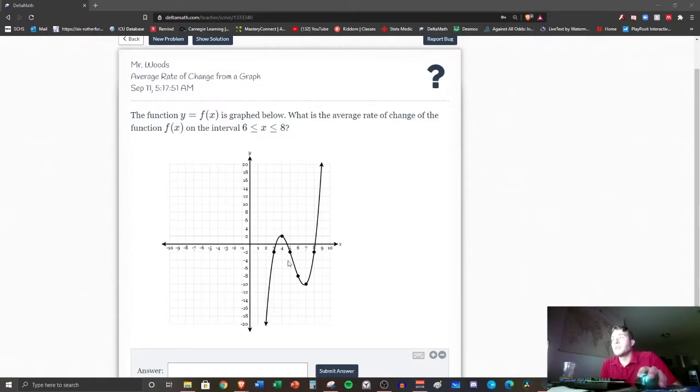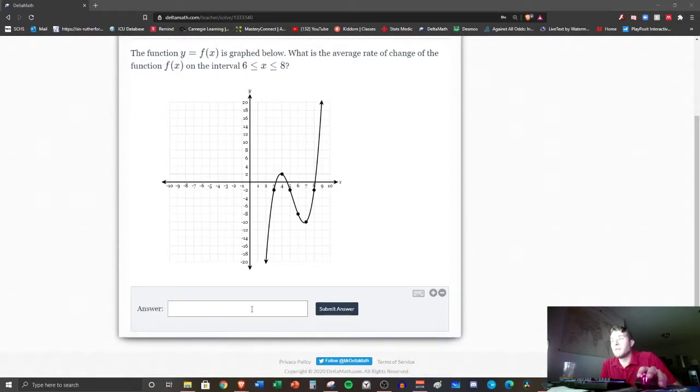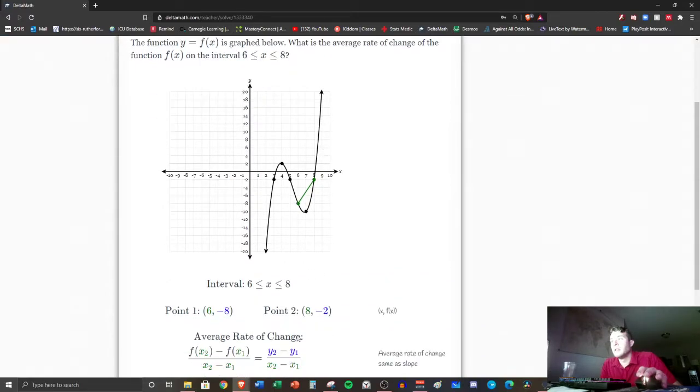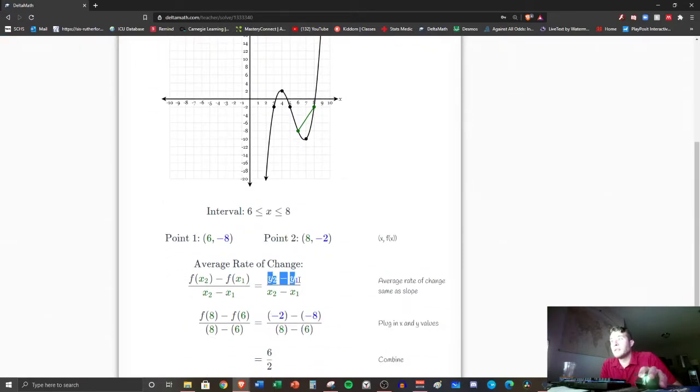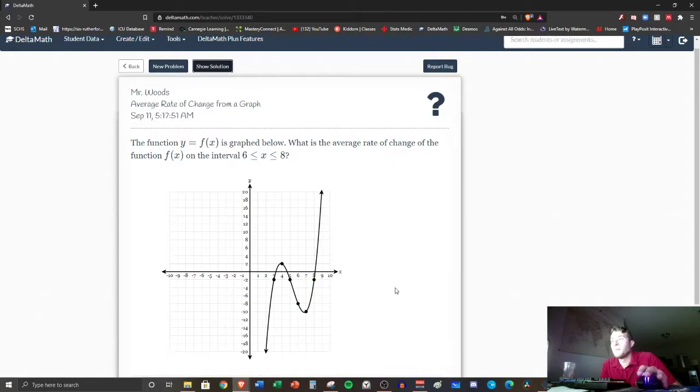We're going from 6 to 8. So I look at 6, here's 6. I look at 8, here's 8. These are just x values, all right? So the formula, and I'm going to go ahead and show the solution to this one, is y2 minus y1 over x2 minus x1. This is what the example shows. Let me go back to the question.